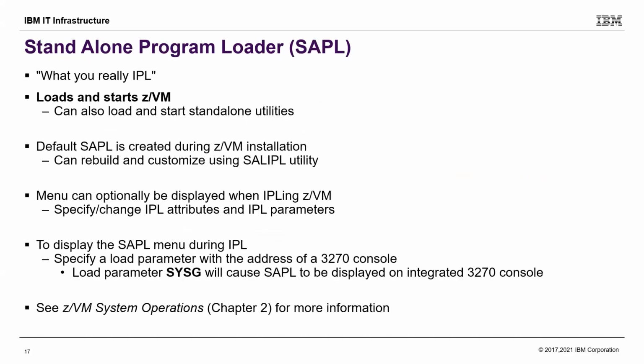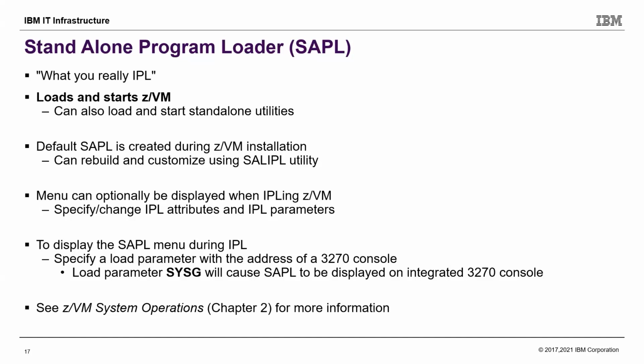Okay, so now let's talk about actually starting your system. When you start your system, you're actually IPLing the loader program, or SAPL, and that goes and finds the specified CP load module, the copy of z/VM that you want to run, and starts that and gets VM executing, and then VM will do what it needs to do to initialize itself. You can also use the loader program to load and start standalone utilities.